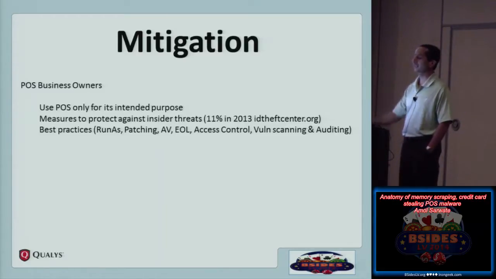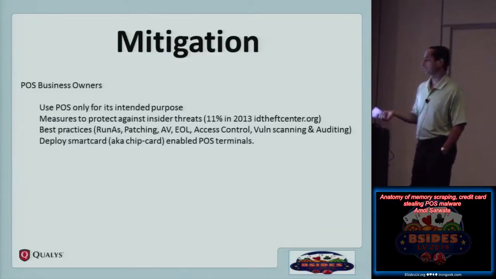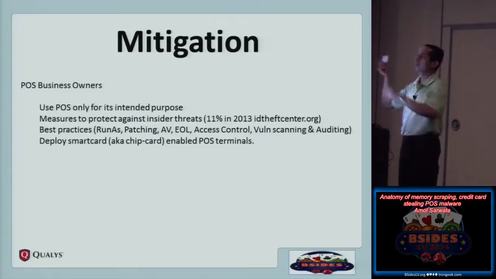Other things: patching, access control, scanning, auditing. Deploy smart cards or chip and pin cards. This is okay, but it's still sort of a half-baked solution. A lot of US merchants will shift to smart cards by the end of this year. But still, it doesn't matter if your credit card has a chip or not. It really matters what the capabilities of the reader are.